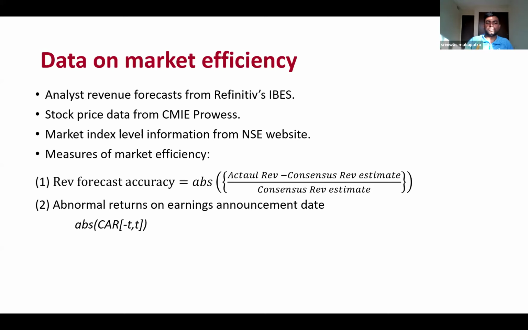On top of that, we use the standard cumulative abnormal return around the earnings announcement date. Again, there we use several benchmarks. We use the standard market return, or the CAPM, or the 3-factor model, or the 4-factor model, and then we again take the magnitude of it to find out the quantum of the abnormal returns that the stock experienced around the earnings announcement date.